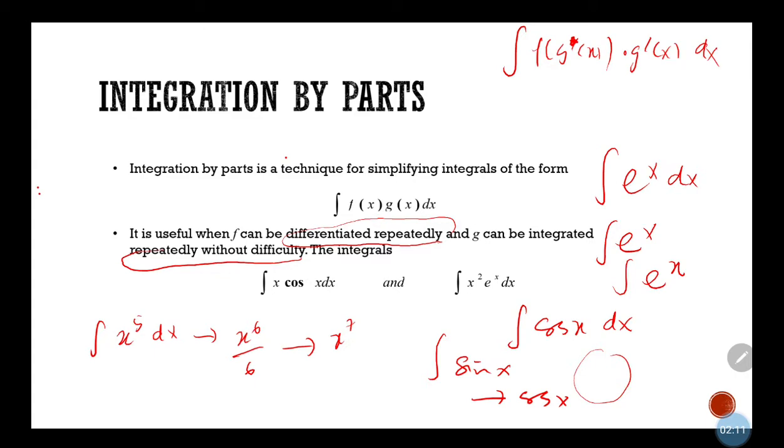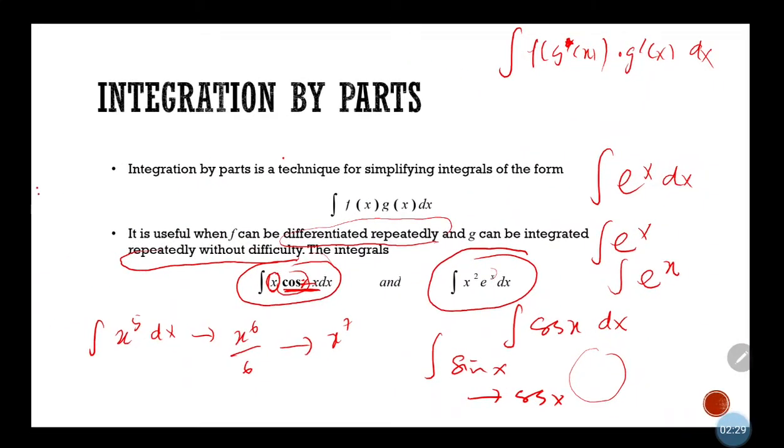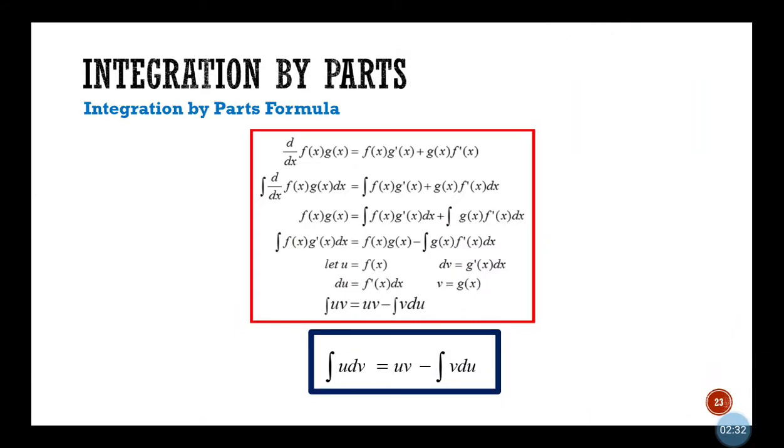Ni antara contoh soalan yang we may solve using integration by parts. Okay, because we have x cos x dx, simple, and then we have x square e to the power of x dx. Okay, now next, cuba kita tengok dia punya formula.